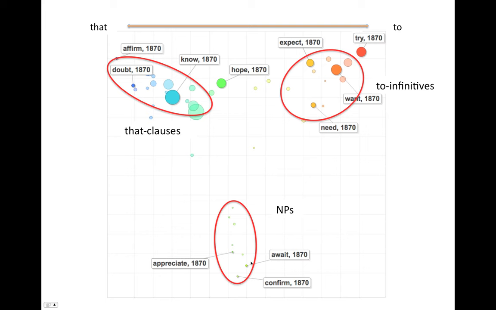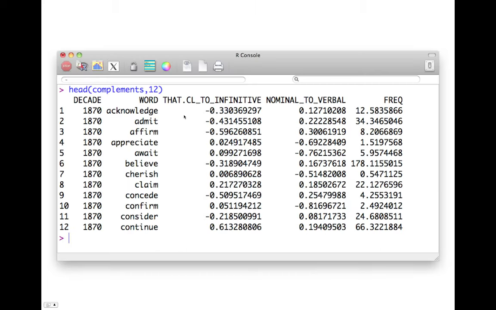So we have two dimensions, one that is a continuum between that clauses and to infinitives, and another one that is a continuum between nominal complementation patterns and more complex verbal complementation patterns. That's what we're looking at when we view this space. The data frame for this analysis looks something like this. We have, again, the timestamps in the decade column, the different verbs in the word column, the x values and the y values, and then the combined frequencies of the verbs.